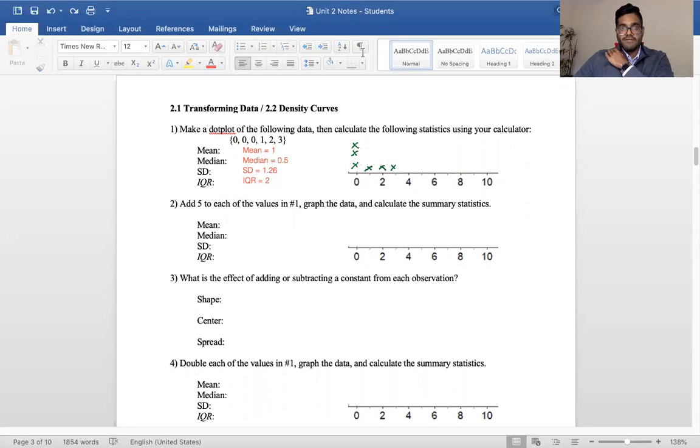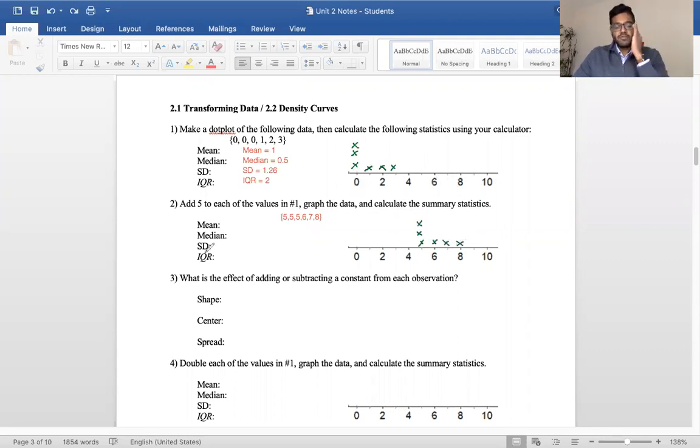Now it says here we want to add 5 to each one of these numbers and then do the same thing. So let's take a look again. So now we have a new set of data that is the set 5, 5, 5, 6, 7, and 8. Right, we just added 5 to each one of those numbers up above. And then again, I can make a little dot plot: 5, 5, 5, 6, 7, and 8.